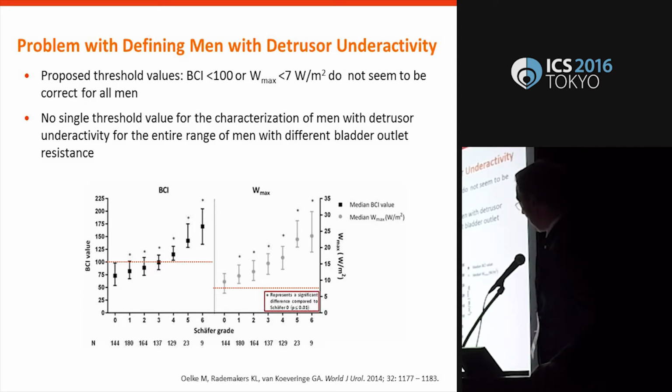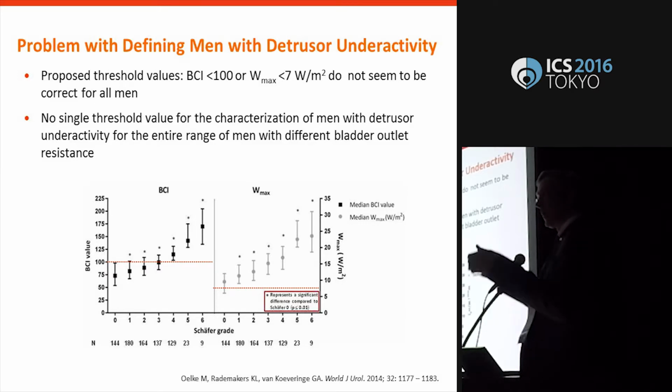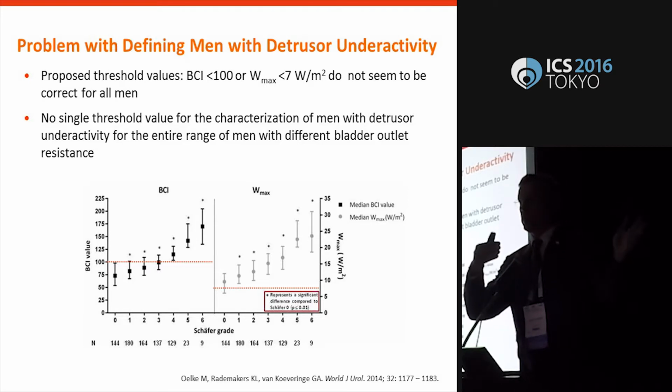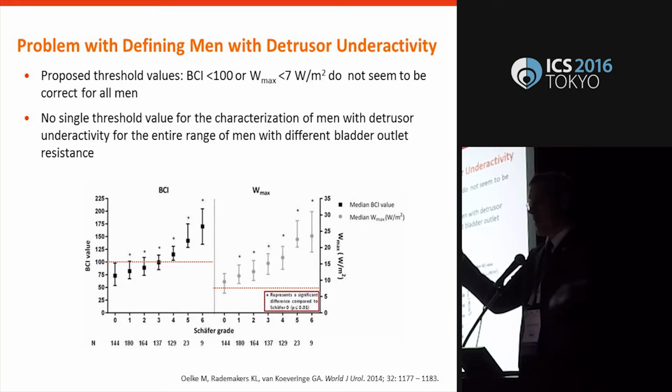When we look for the threshold value for Wmax, a threshold value of 7 or 7.5 or 10 watts per square meter is suggested, and you can see that in the same population almost nobody would be detrusor underactive. So now we have a problem, which one is true? Are they all underactive, or is nobody underactive? We actually don't know. So we have to find a correlation between bladder outlet resistance and contractility. We have to find the balance.